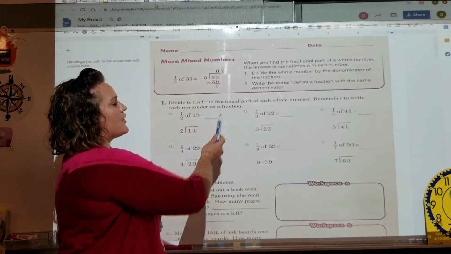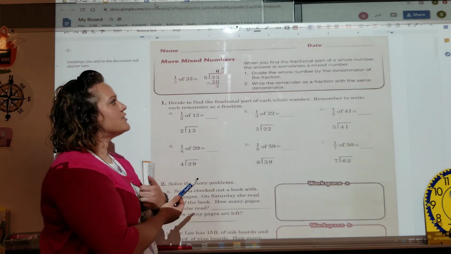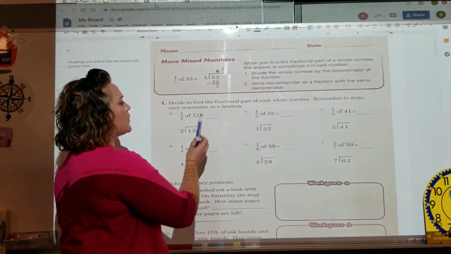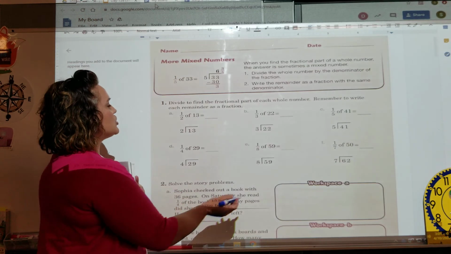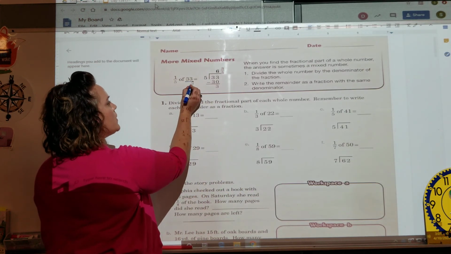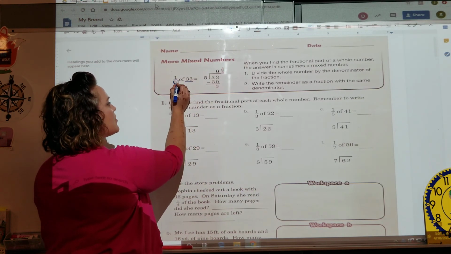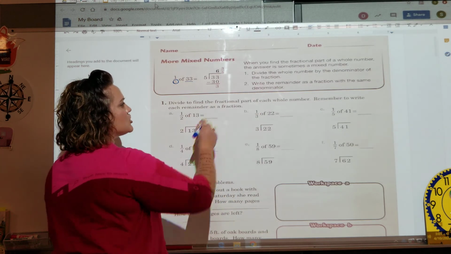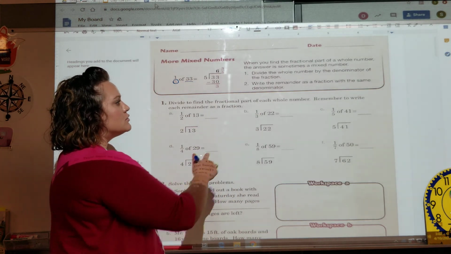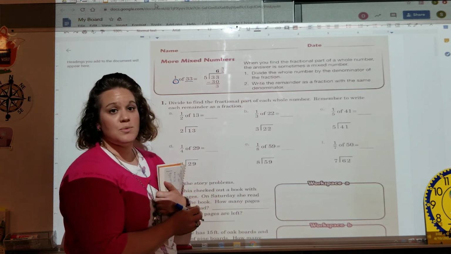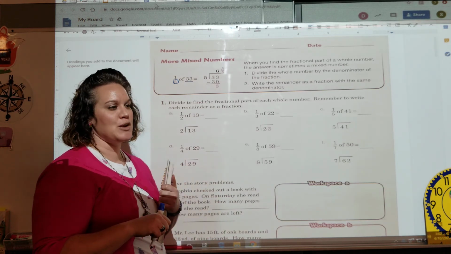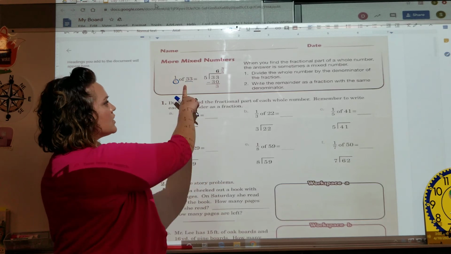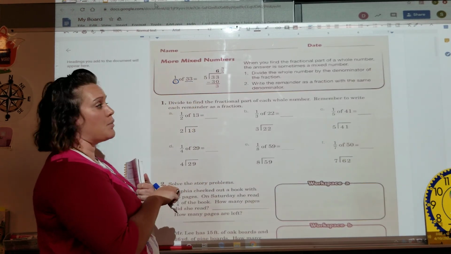Step number 1 to finding our answers today is divide the whole number by the denominator of the fraction. Number 2, write the remainder as a fraction with the same denominator. Now, we've done that before, so I know that you'll be good at doing that step. So we're going to go back to step number 1. We're going to see how we worked it.